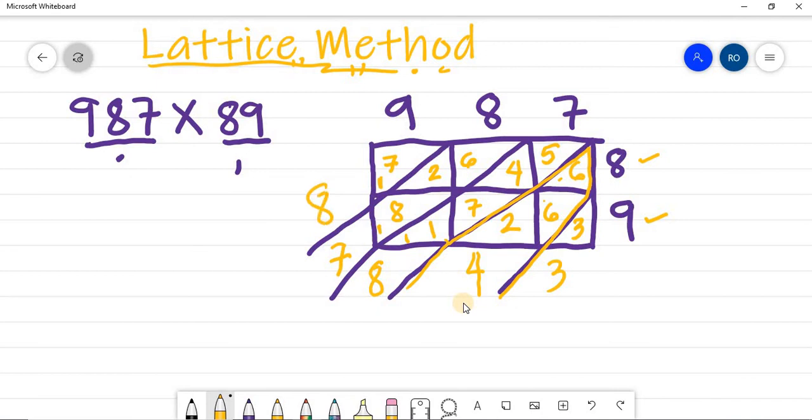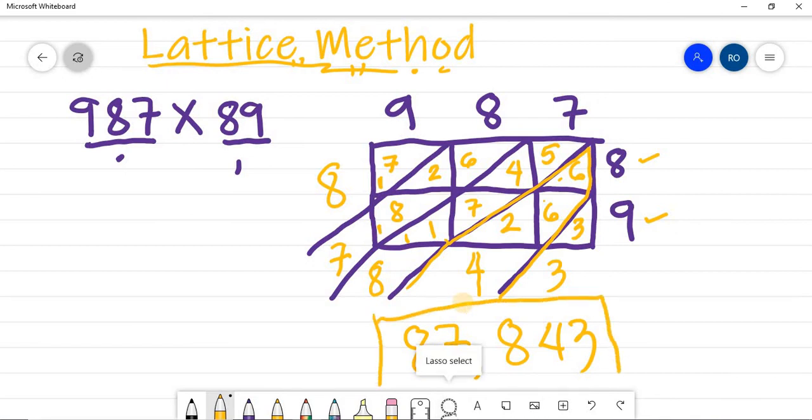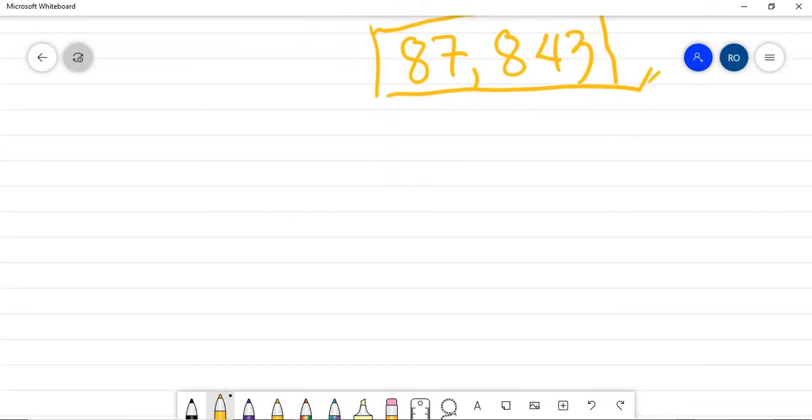Now, when we multiply 987 times 89, the product is 87,843. So this is our final answer. See, it is very easy to use, especially when we are multiplying long numbers or bigger numbers. So let's take another example.